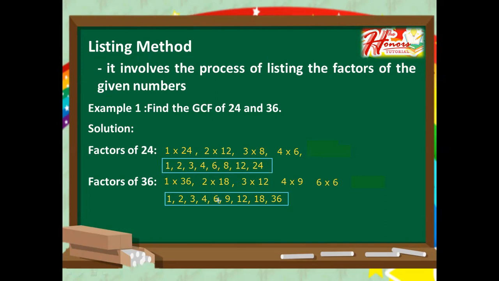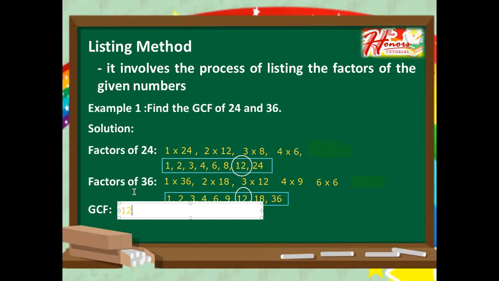So we have here 6 and 6, 8 and 9. 8 and 9 is not possible because they are not the same number. It should be the same. And 12 and 12. So 12 and 12 is the GCF. It is because they are the greatest number that we have here compared to other factors. So therefore, we can say that our GCF here is equal to 12. If you have 12 and 12, please don't write 12 and 12. Just write 12 once. So that's the answer, 12.